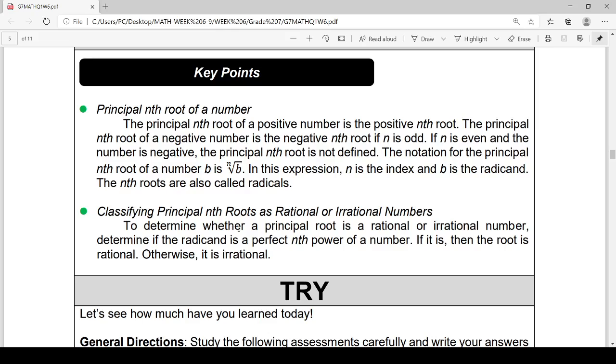So classifying principal nth root as a rational or irrational number. To determine whether a principal root is a rational or irrational number, determine if the radicand is a perfect nth power of a number. If it is, then the root is rational. Otherwise, it is irrational. Okay, that's it.